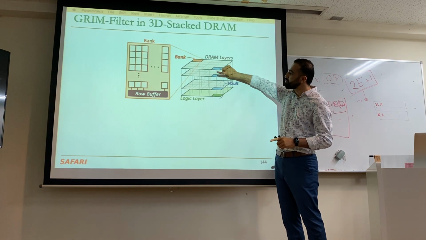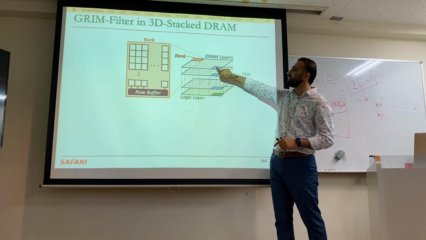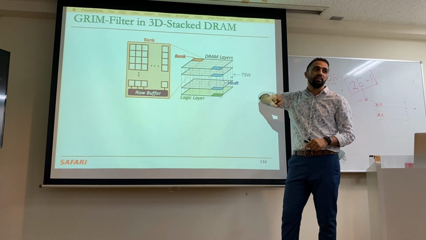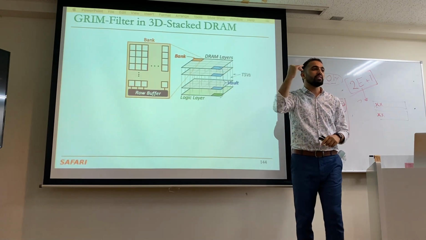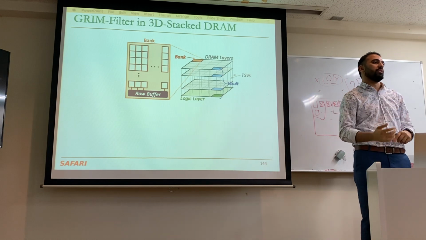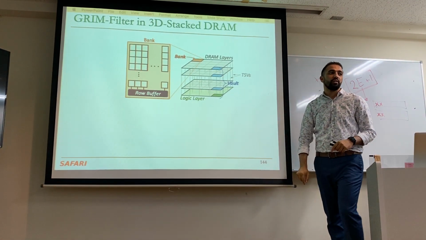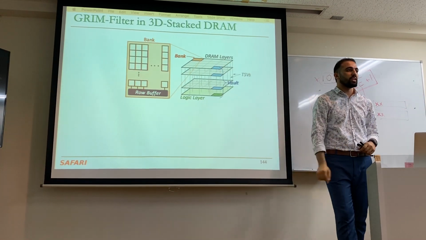So a piece here, a piece there, a piece there, and so on. But you can't place it here and here, for example, because this will be accessed once. So you place all of them here in parallel, such that you access the entire hash table in parallel. And then you do the computation at the logic layer, where you can access all of this data and do some processing in the logic layer.